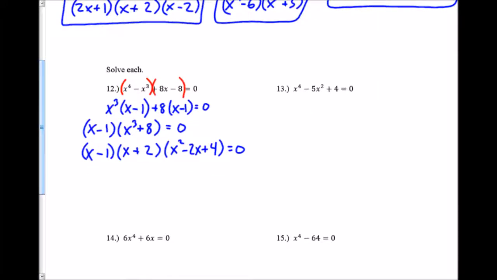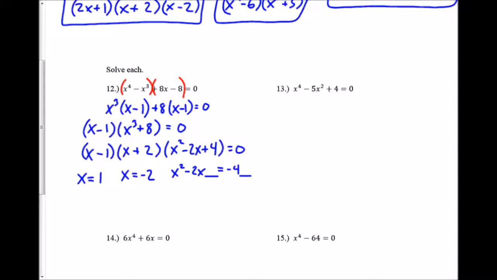And since I'm solving this time, if I want to solve this thing, I just set each of these factors equal to 0. When I set x minus 1 equal to 0, I add the 1 to each side and get x equals 1. Here I subtract the 2 and find out that x equals a negative 2. Here, I've got 2 options. If I set this equal to 0, I either have to solve by completing the square or the quadratic formula. I'm going to solve by completing the square. So I'm going to subtract the 4 from each side. So I get a negative 4 here.